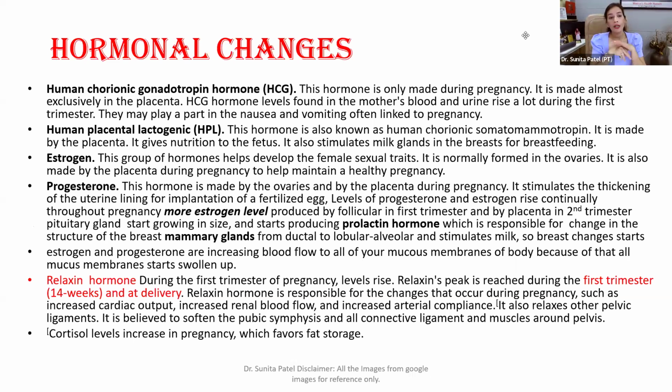Second is human placental lactogen. This hormone again comes from the placenta, and it is responsible for all the nutrition supply going towards that area. It even stimulates the milk glands in the breast, so it is also responsible for breast development. The 'P' in HPL means placental hormone.